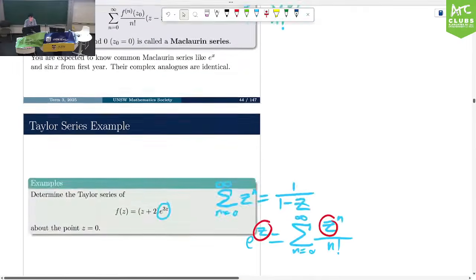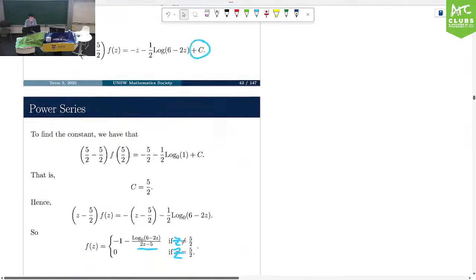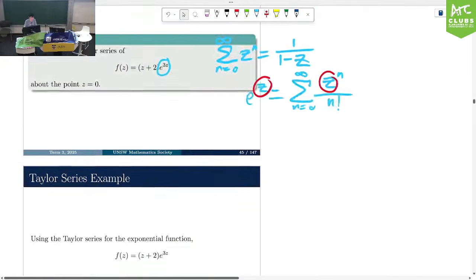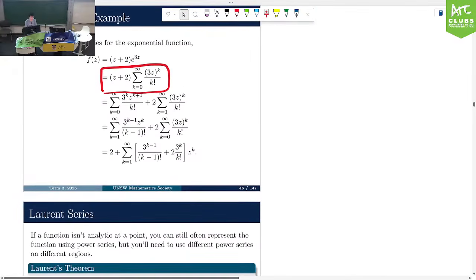Since in a Taylor series we have to put it in this form, the form of a power series, we just have to do some factorization here. But yeah, that's it for this question.